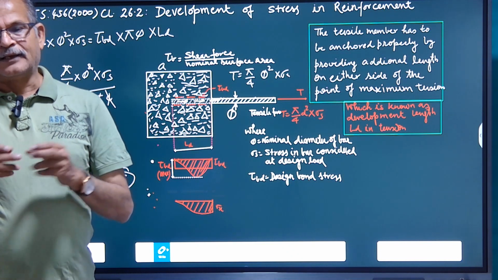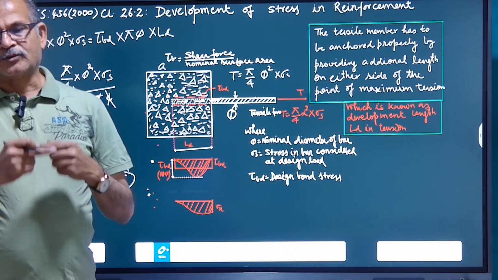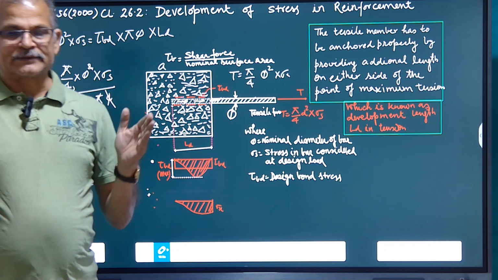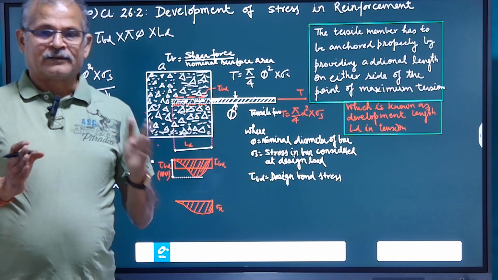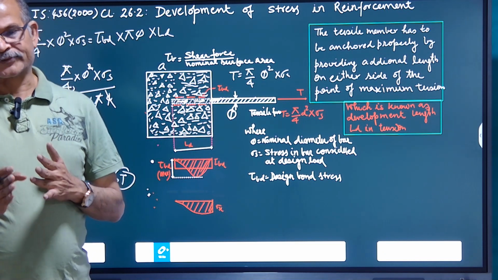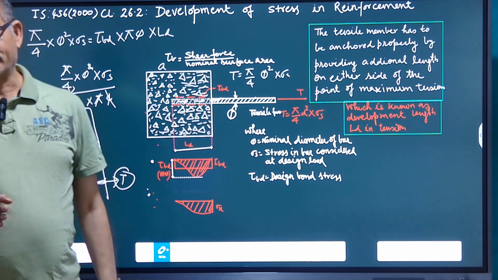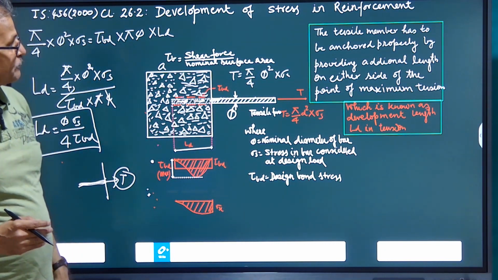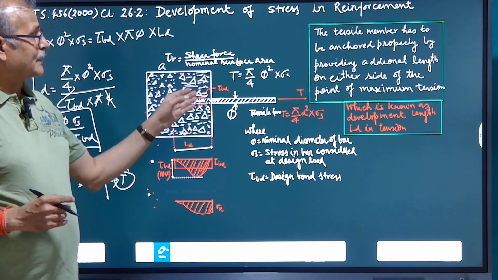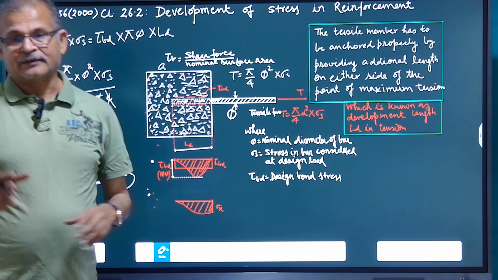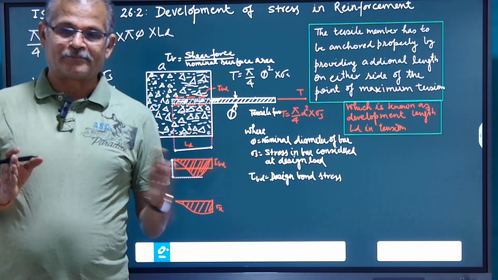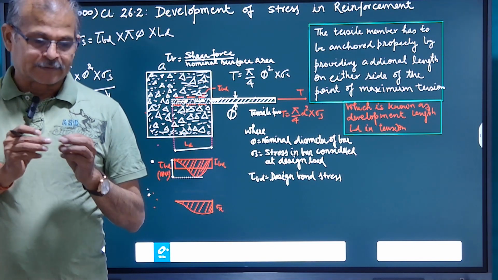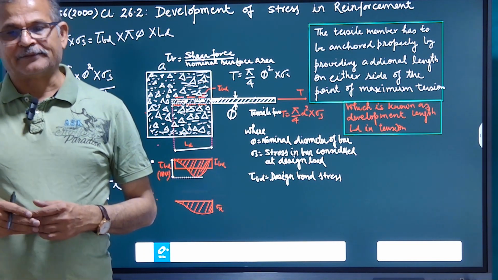We know the development length LD, and pi d, the circumference of that steel. So we can find out how much the length should be anchored beyond the maximum tensile force to keep the bar in equilibrium. Here it is also given that the tensile member has to be anchored properly by providing additional length on either side of the point of maximum tension, so that because of force the steel should not slip from the concrete.